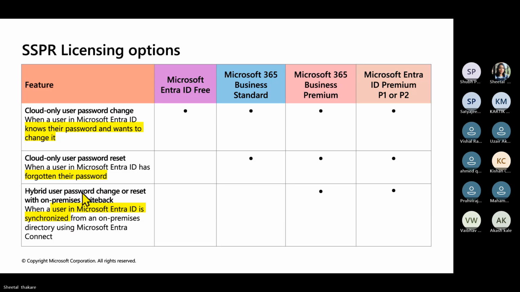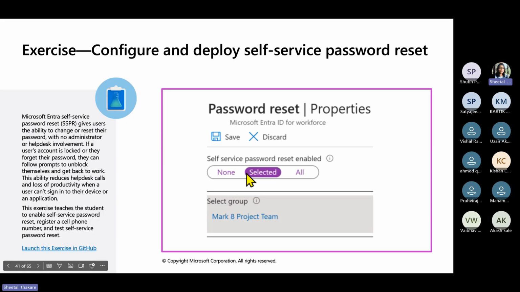Hybrid user, on-prem, cloud, wants to change, reset password, when a user in Entra ID is synchronized from the on-prem using the Entra Connect. Premium editions will support that. Hybrid identity. Whereas cloud only, forgotten password, standard as well as premium. Cloud only when they know their password. So this is the distinction you have. So just now we verified this one.